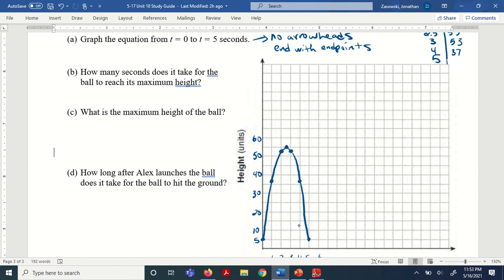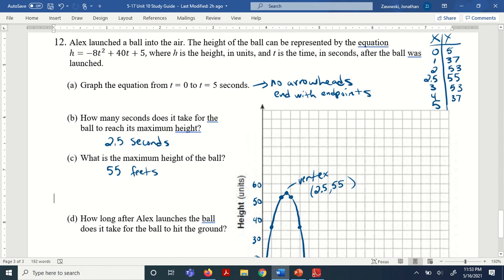So first of all, how many seconds does it take for the ball to reach its maximum height? Remember, the maximum height is the vertex, which was the point 2.5 and then 55. So remember, the x stood for the time. So how many seconds? It takes 2.5 seconds. What was the maximum height of the ball? That's the y coordinate. That's 55 feet or 55 units. Okay, we'd want to check that. It just says in units. So we just say 55 is fine.